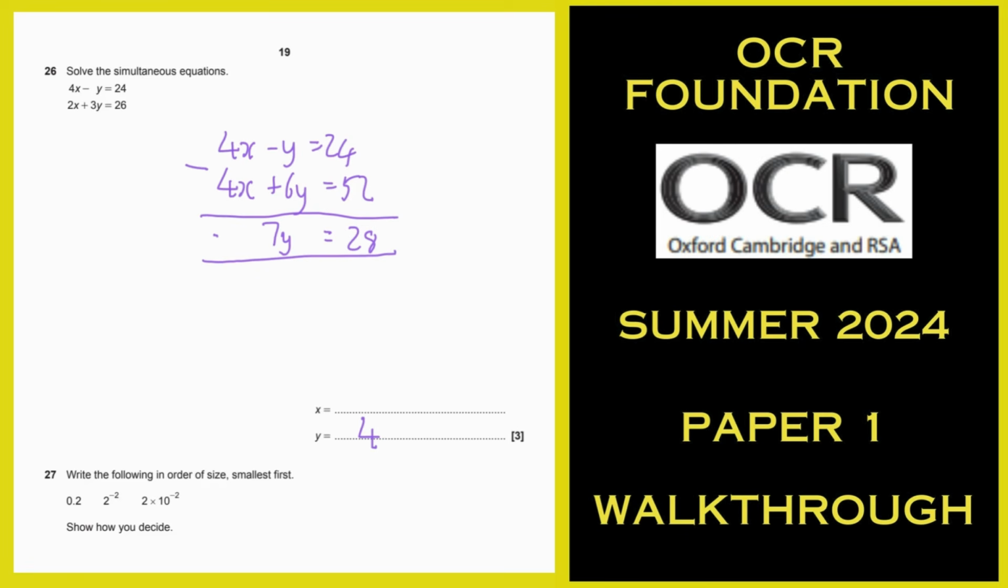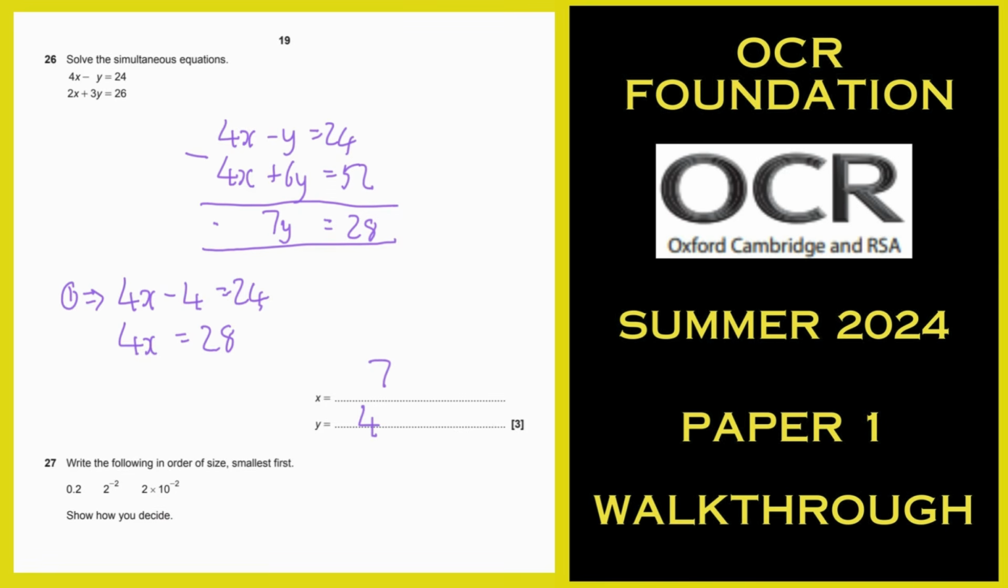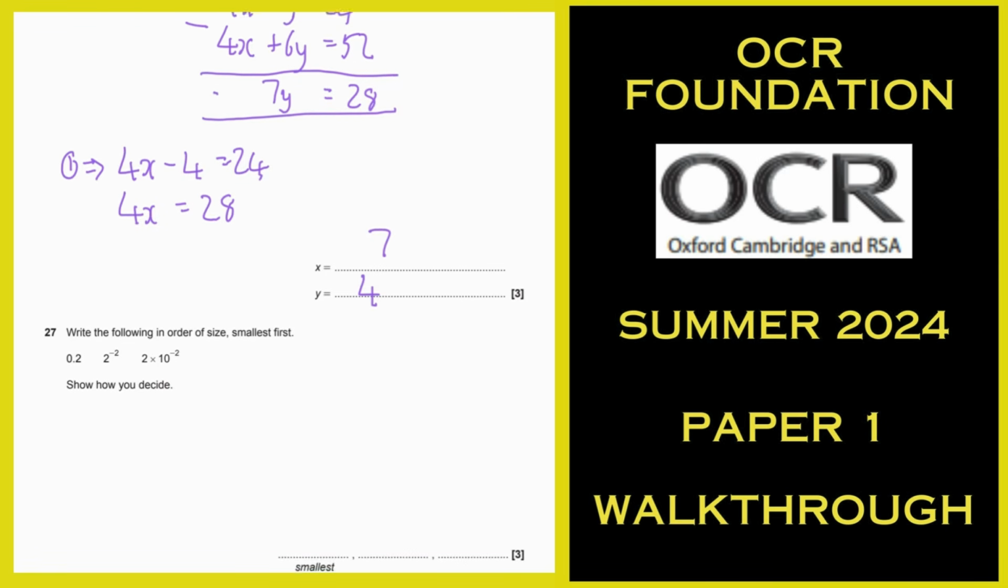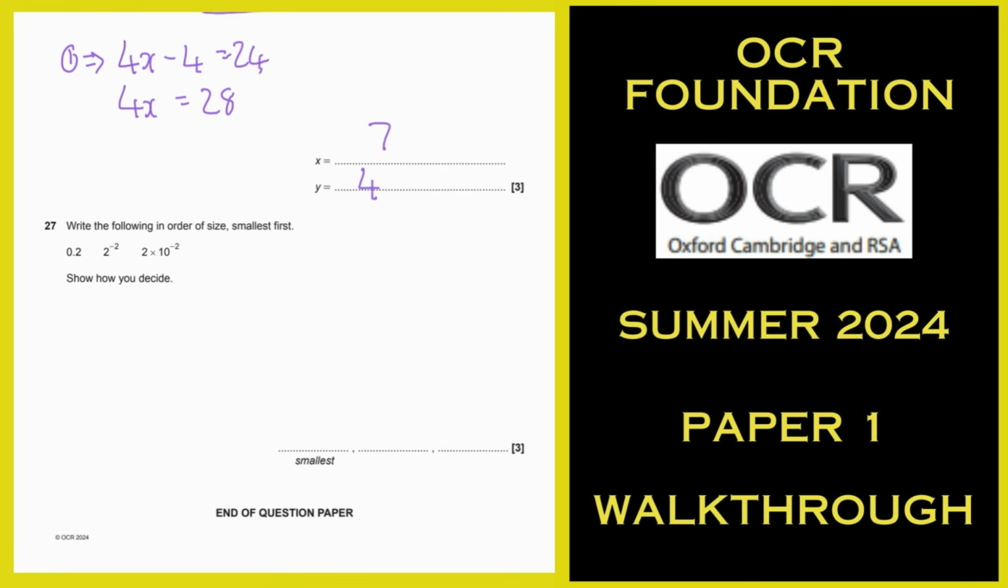You now pick either of your original equations. I've chosen the top equation. I'm going to replace the y with 4. 4x's doesn't change. Take away the value of y equals 24. Adding 4 to both sides. And now divide both sides by 4. We get our value for x. And number 27 to finish off with.